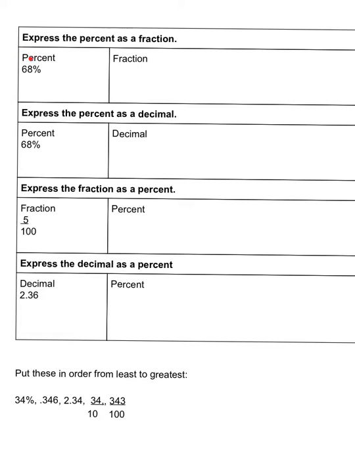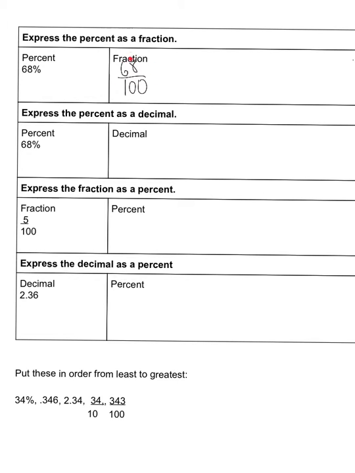68%. So we see this is written as a percent, and we're going to write it as a fraction. So if we start as a percent, it's 68%. I know percent means out of 100. So 68% as a fraction is simply 68 out of 100. And I know it's out of 100 because percent means out of 100. So 68% as a fraction is 68 over 100.